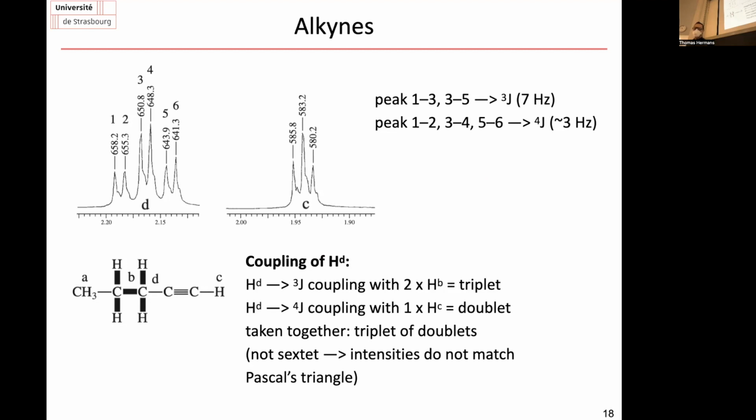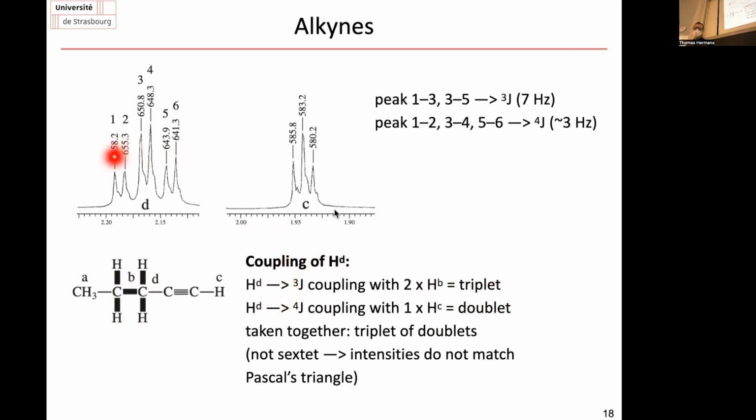Okay, let's zoom in on those things. So if we look at this peak, it's not a sextet, it has a 3J coupling, right? So the normal nearest neighbor coupling. So we're looking at proton D, right? So these 2 protons look at the neighbors, which are 2 neighbors. So it gives a triplet.